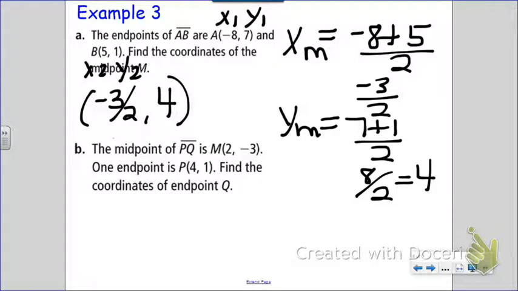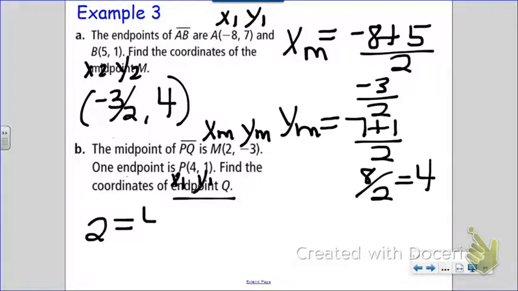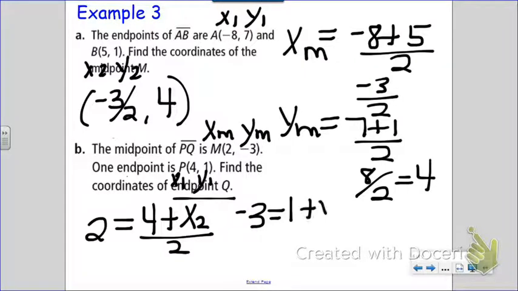The next example, we're given the midpoint, so this is the xm and ym. We'll call this point our first one, x1, y1. Find the other endpoint. So I'm going to plug in xm into my equation, it is 2. The first x is 4. We're going to find the second x divided by 2. We're going to do the same for the y's. The midpoint is 3 equals 1 plus y2, we're finding the second one, divided by 2.